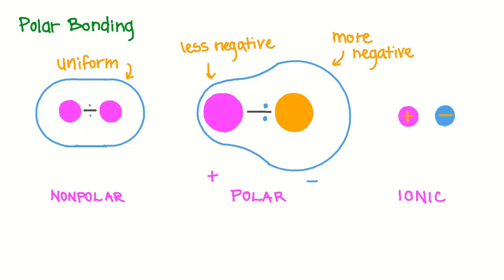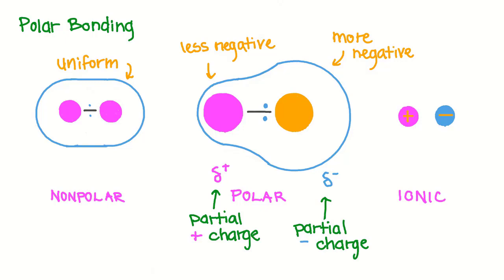Now, we don't have a fully negative and fully positive charge like we see in ionic bonding, since we don't actually have ions in a polar bond. Instead, we have partial charges in polar molecules, which we indicate with the lowercase Greek letter delta.